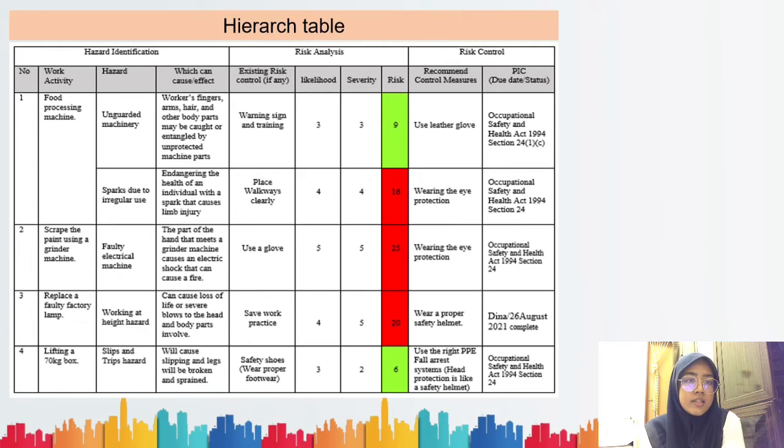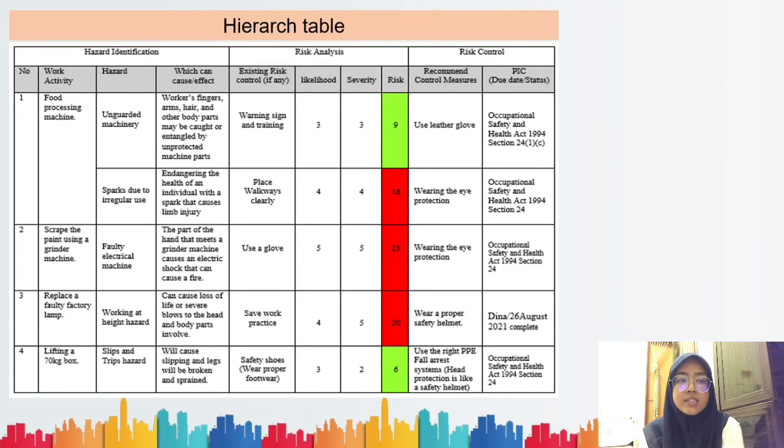The third activity is replacing a faulty factory lamp. The highest hazard is working at height. It can cause loss of life, with several blows to the head and body parts involved. The existing risk control is safe work practice, and the risk of the highest hazard is very highest. So for risk control, you need to wear a proper safety helmet.